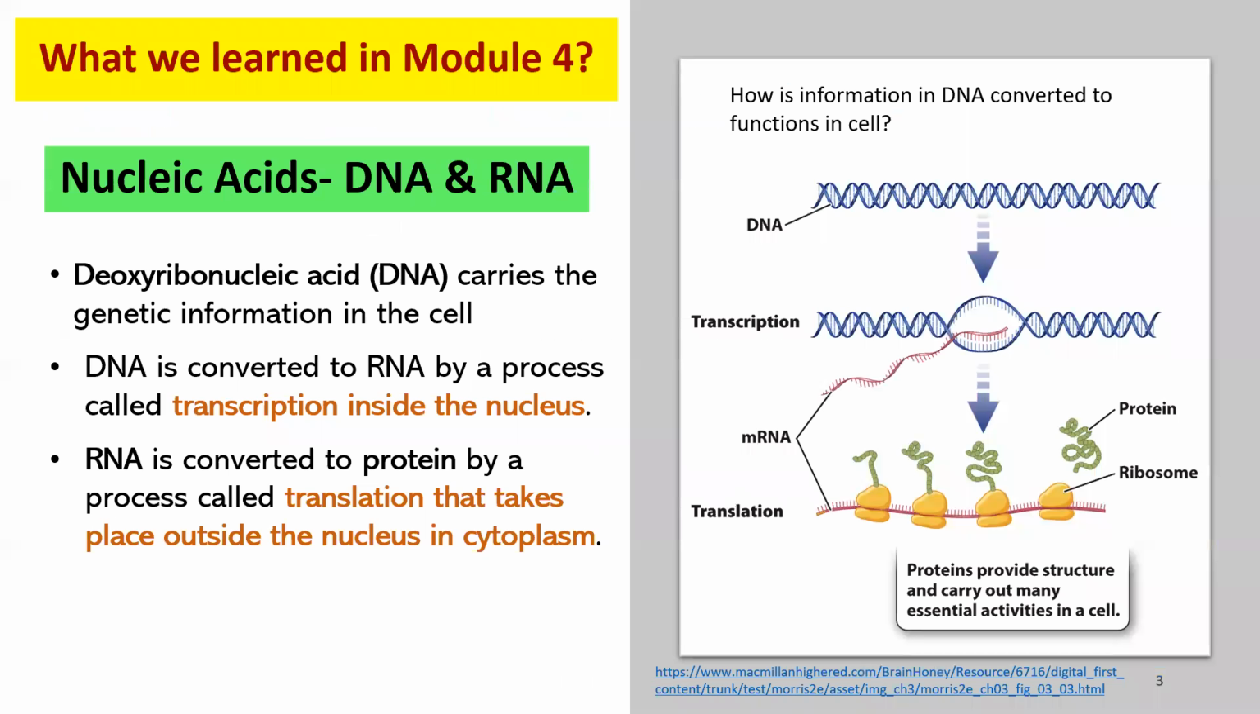So what we did in module 4, especially since it is so well connected, I hope you remember that we talked about DNA and RNA, the two different types of nucleic acids. The DNA carries the genetic information, and it is converted to RNA by a process called transcription. This process takes place inside the nucleus, and then the RNA is transferred outside, and it's translated to protein. So that's where specifically this module begins.